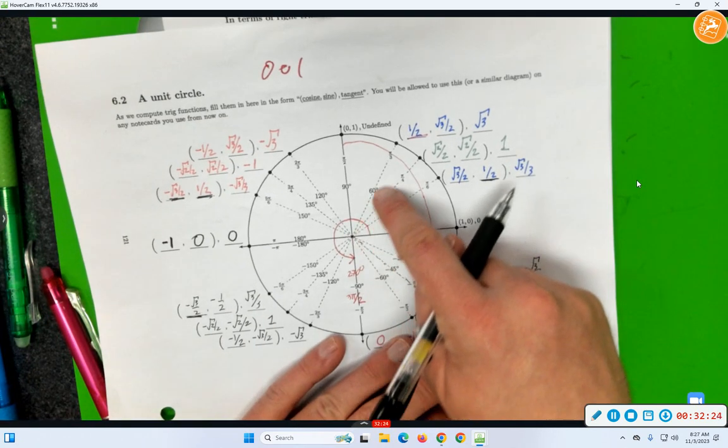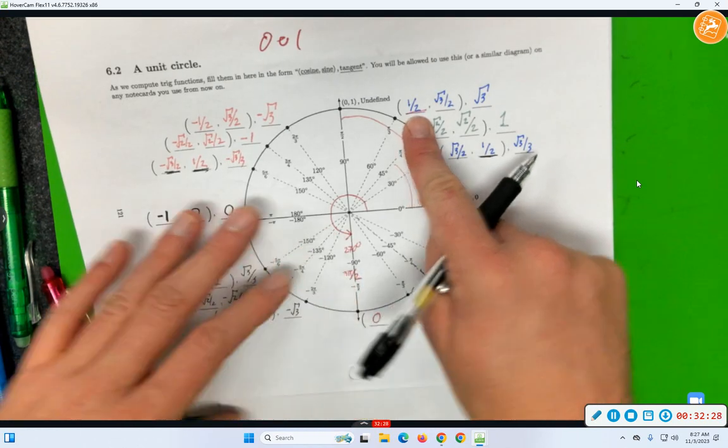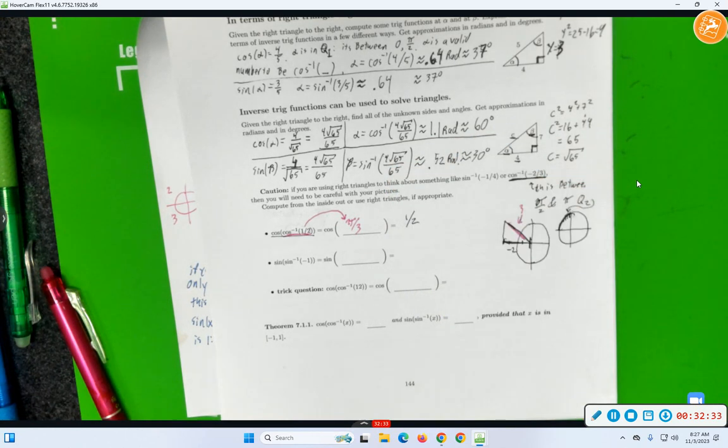So now look at an angle of pi over 3. I want the cosine of pi over 3, so I want the x value. Oh, that's cool.